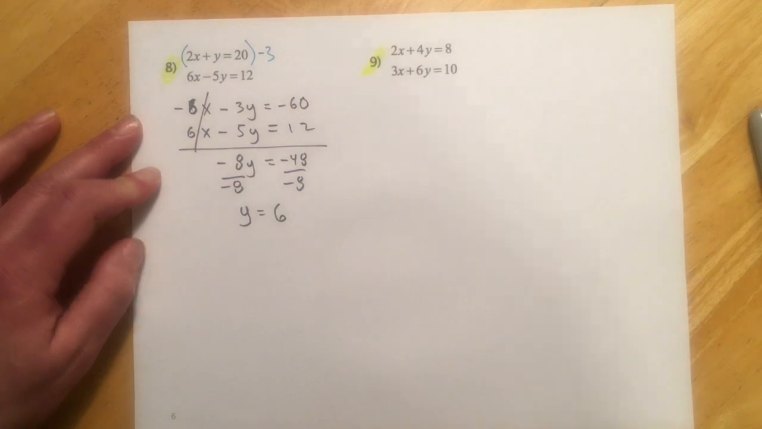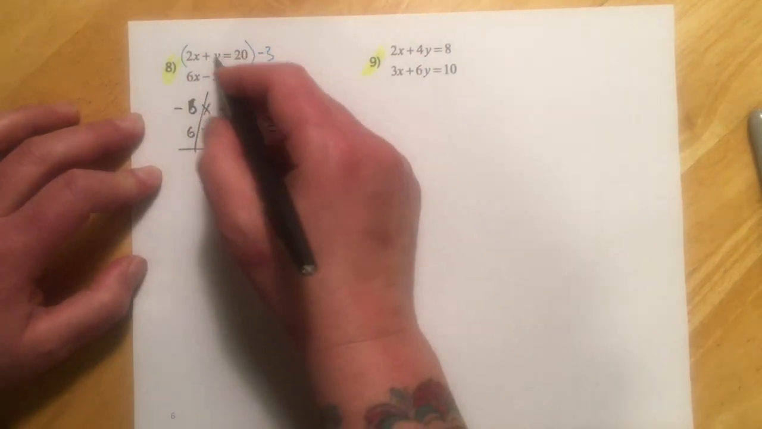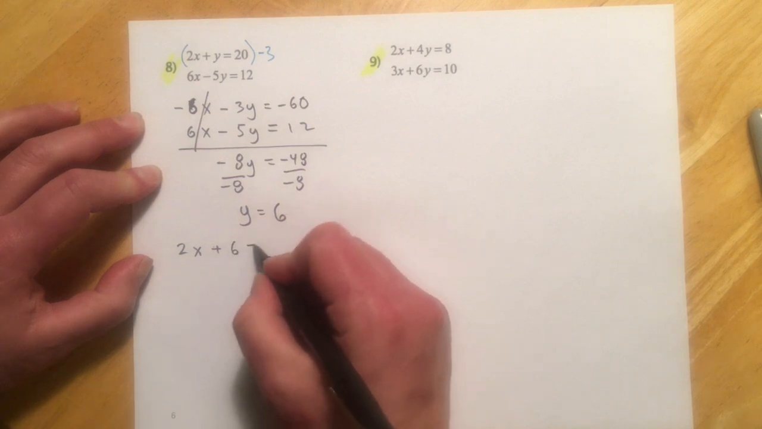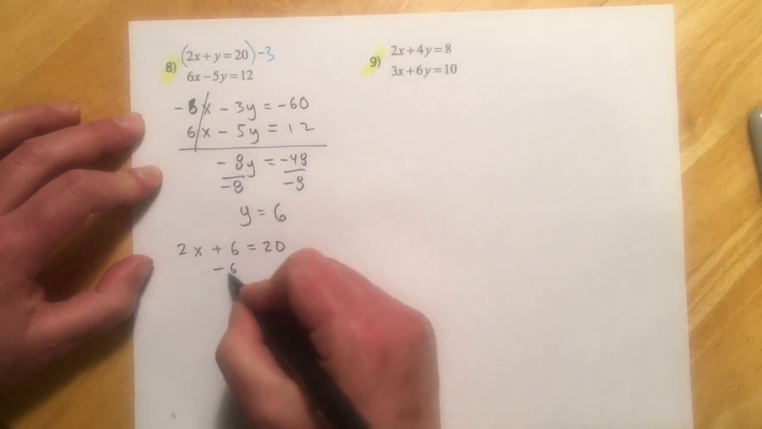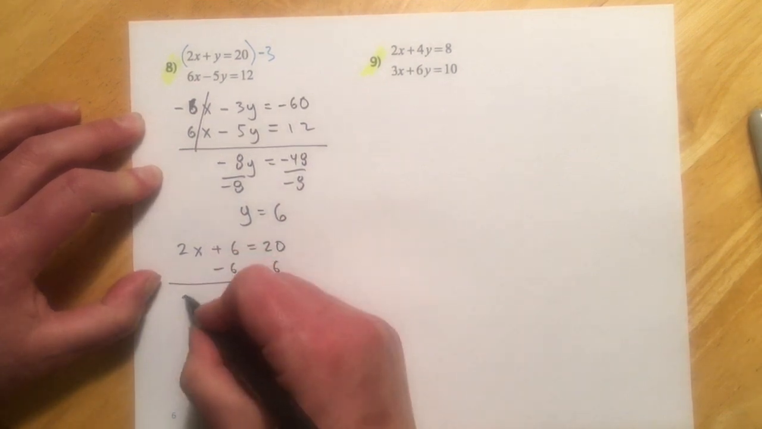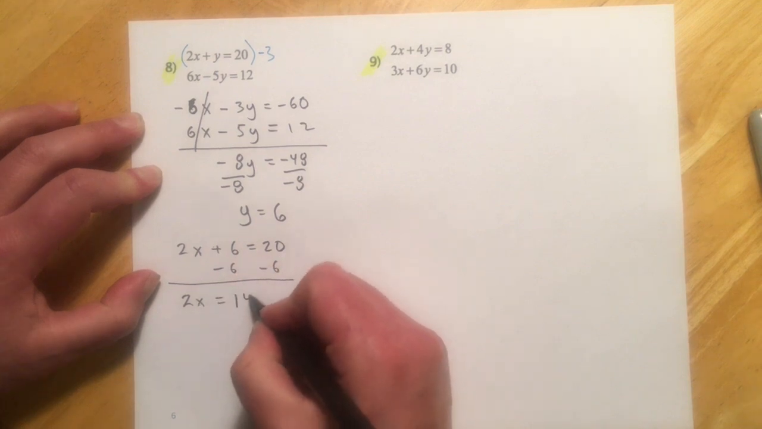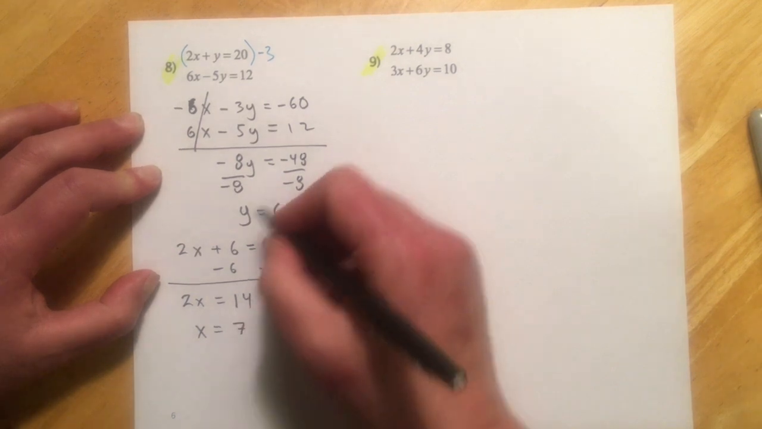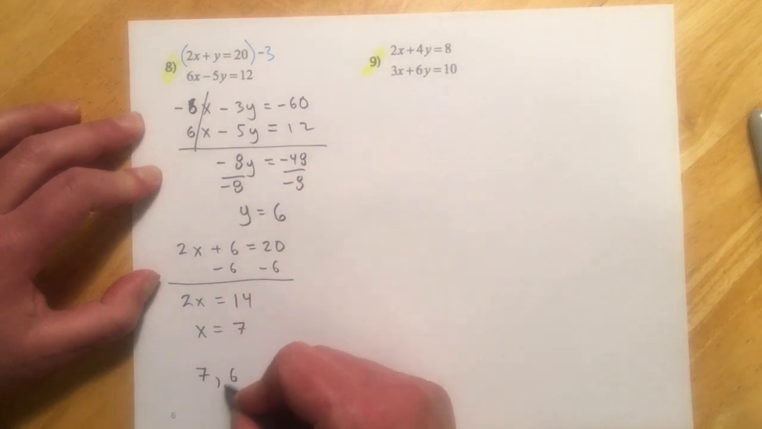And y equals 6. Again, just plug it back in. First equation looks easier, so I'm going to do that one. And I can scoot the 6 over. And 2x equals 14 divided out, and x equals 7. So our solution set's going to be 7, 6.